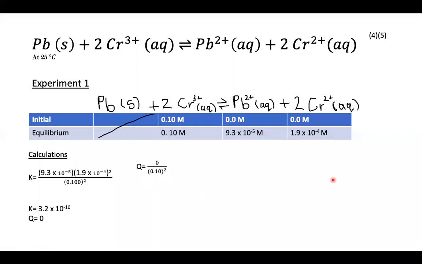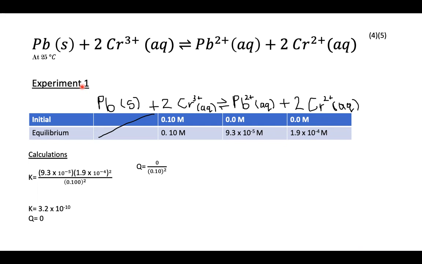So here we have an experiment. This would be known as experiment 1. The whole equation is at the top there. It's a lead and chromium reaction, and they're in equilibrium with each other. I've retrieved this from the textbook, and just a quick reminder that this is the equilibrium constant for this reaction when it is at 25 degrees Celsius.